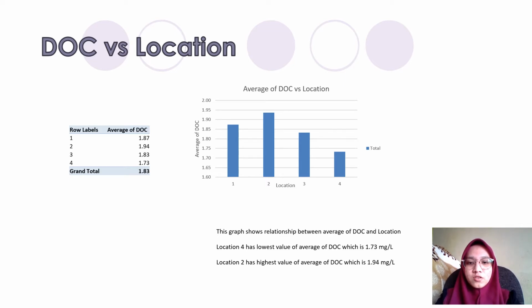From this graph, it shows the relationship between average of DOC versus location. We can conclude that location 4 has the lowest average of DOC, which is 1.73 mg per L. Meanwhile, location 2 has the highest value of average of DOC, which is 1.94 mg per L.